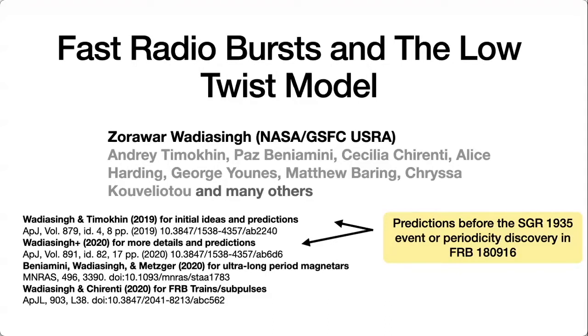This model was motivated before the radio burst associated with the Magnetar short burst from SGR 1935, or the discovery of long-term periodicity in FRB 180916. This work involves Andrei Timokhin, Paz Benyami, Cecilia Scirinti, and others. Below are some papers associated with this work, and I encourage viewers to read them. I also have an associated poster which highlights some of the work.